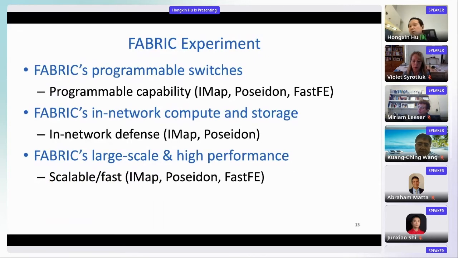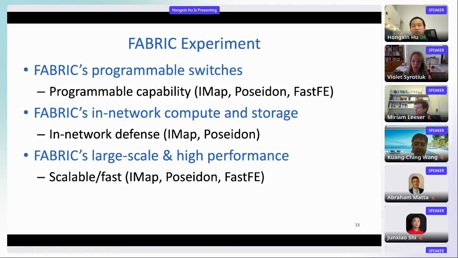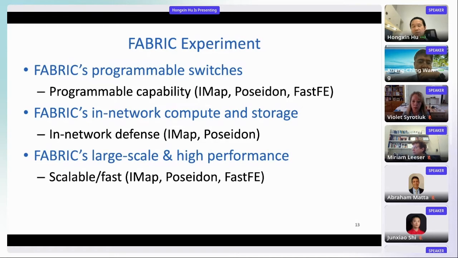So this is our plan. We want to utilize FABRIC to support those features. FABRIC can provide programmable switches, so it can support the programmable capability for those systems. FABRIC also provides in-network compute and storage, which can be used for IMAP and Poseidon to evaluate the efficiency of in-network defense. And the major feature of FABRIC is large scale and high performance.